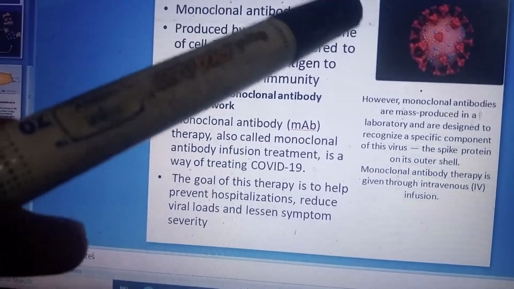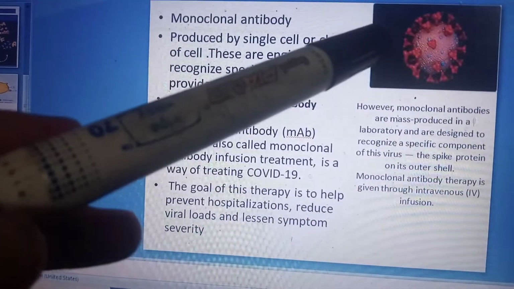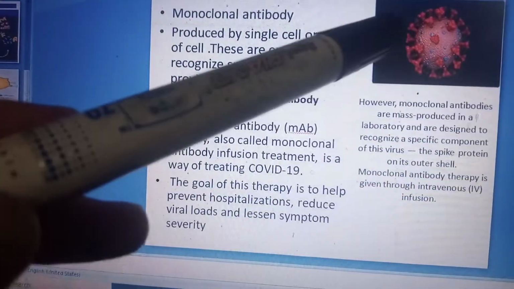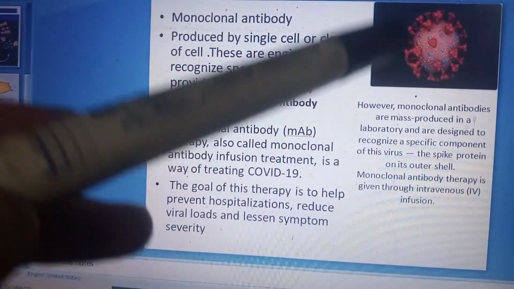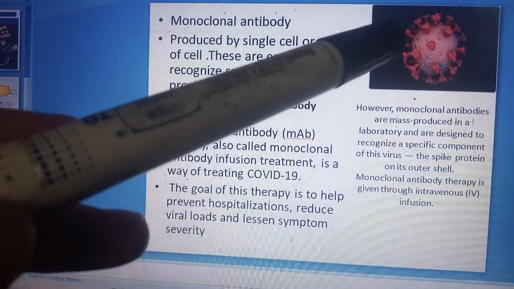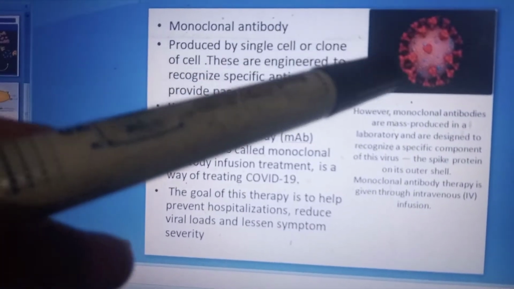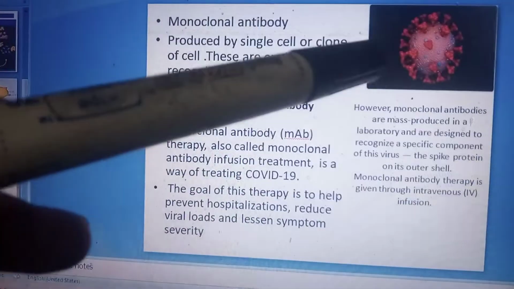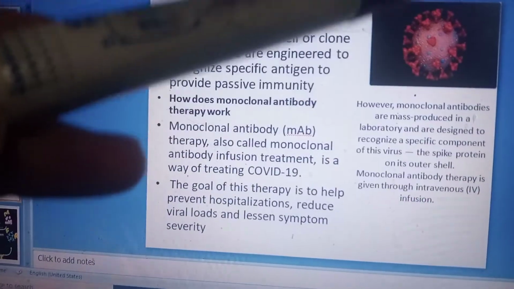Actually, we make monoclonal antibody against the spikes of the coronavirus. Coronavirus has spikes. We produce antibody against these spikes, and this antibody only attaches to the spikes of the coronavirus. Monoclonal antibodies are mass produced in a laboratory and are designed to recognize a specific component of this virus. They target the spike protein and its outer shell.